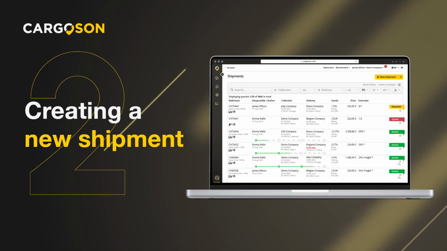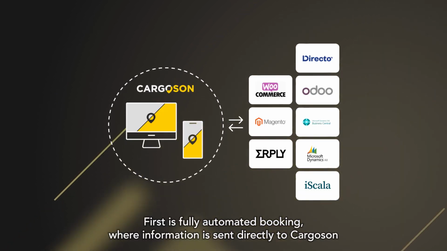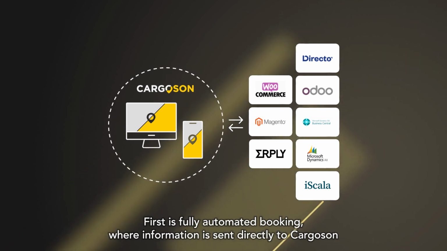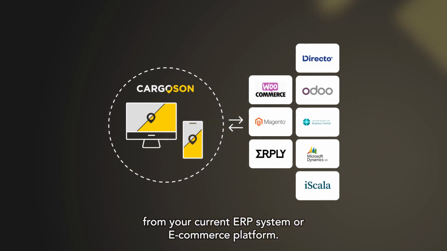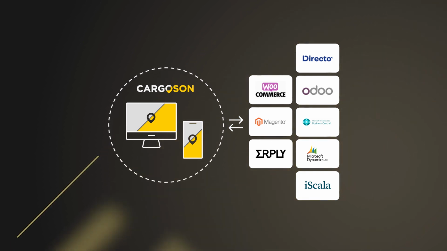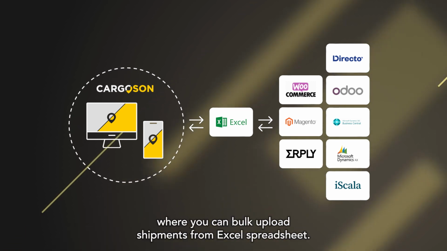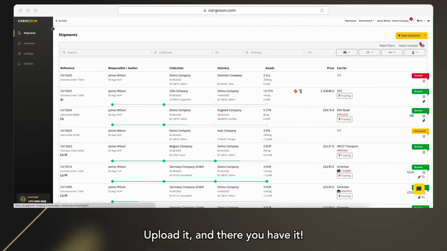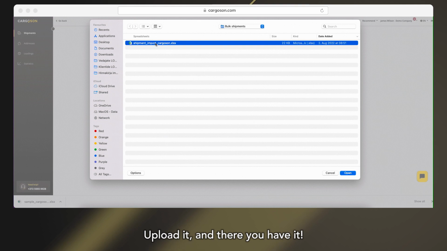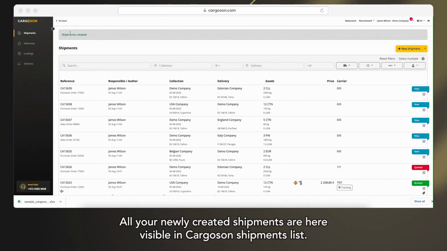Creating a new shipment. There are 3 options in Cargoson to create new shipments. First is fully automated booking, where information is sent directly to Cargoson from your current ERP system or e-commerce platform. The second option is to use a semi-automatic solution, where you can bulk upload shipments from Excel spreadsheet. You just have to create an XLS file with all your shipments, upload it, and there you have it. All your newly created shipments are here, visible in Cargoson shipments list.